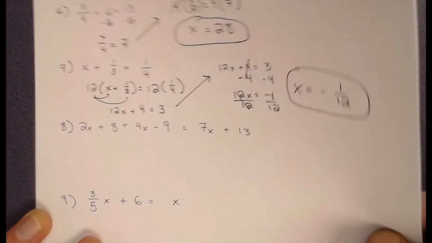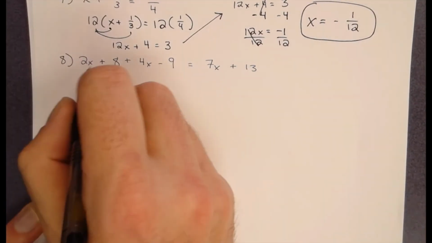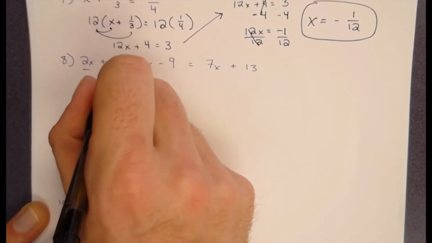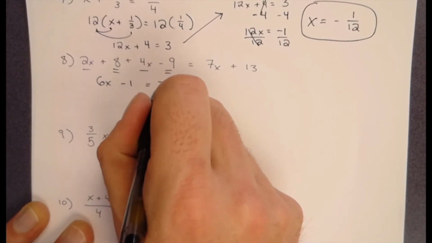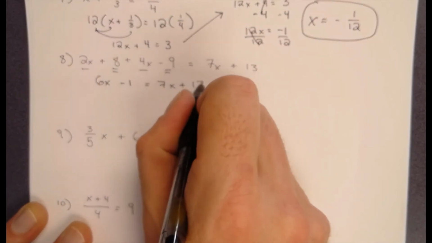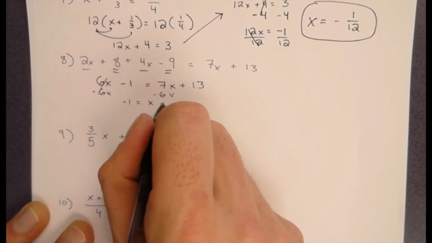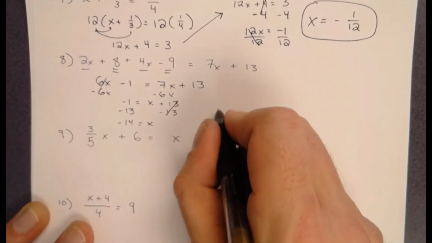And this next problem has multiple like terms that are on the same side of the equal sign. The 2x and the 4x are like terms. We'll just add them together, 6x. You only change the sign when you bring something to the other side of the equal sign. Similarly, 8 and negative 9 combine to negative 1. And then we can just solve with normal means after that.